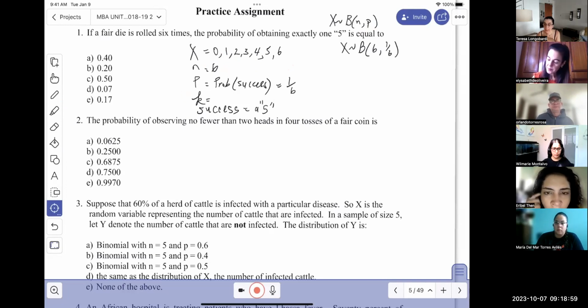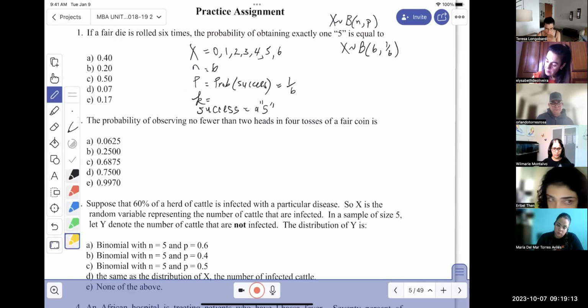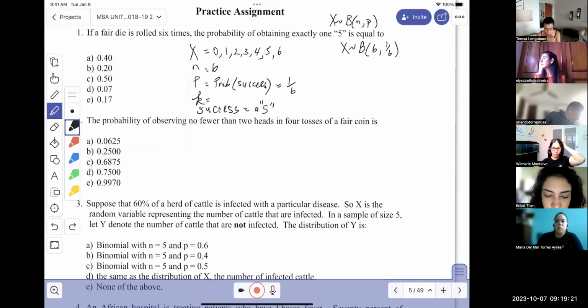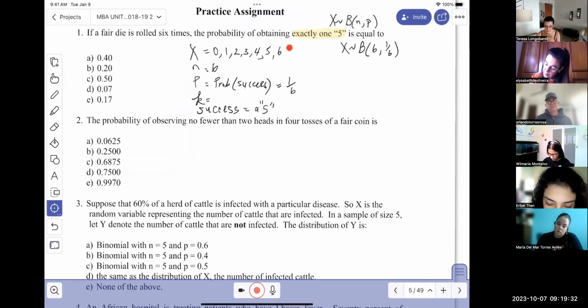Now we're at K. K is the items we're actually looking for out of the possible outcomes. So what is K? 1. Yes, and you get that from here, right? Because it says exactly one 5. So out of all of these, I don't want to find out the probability of no 5s. I want to find the probability of just one 5.